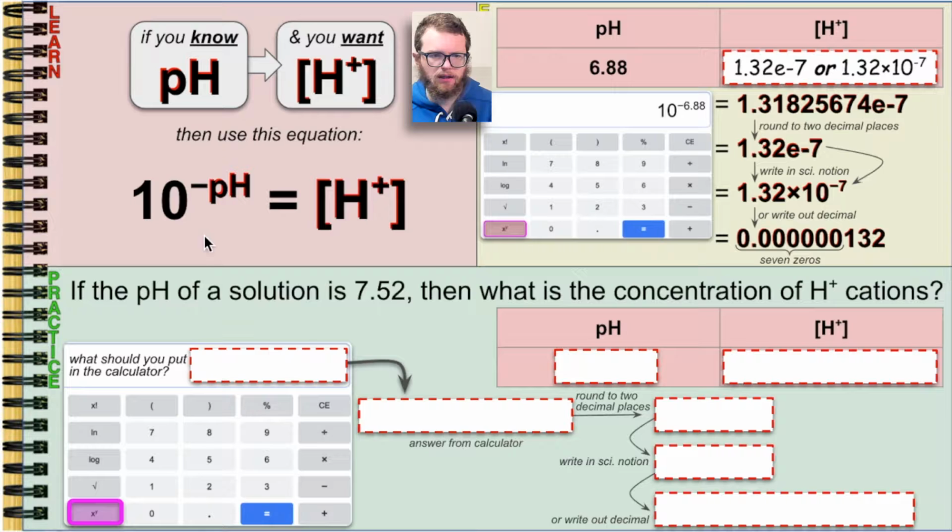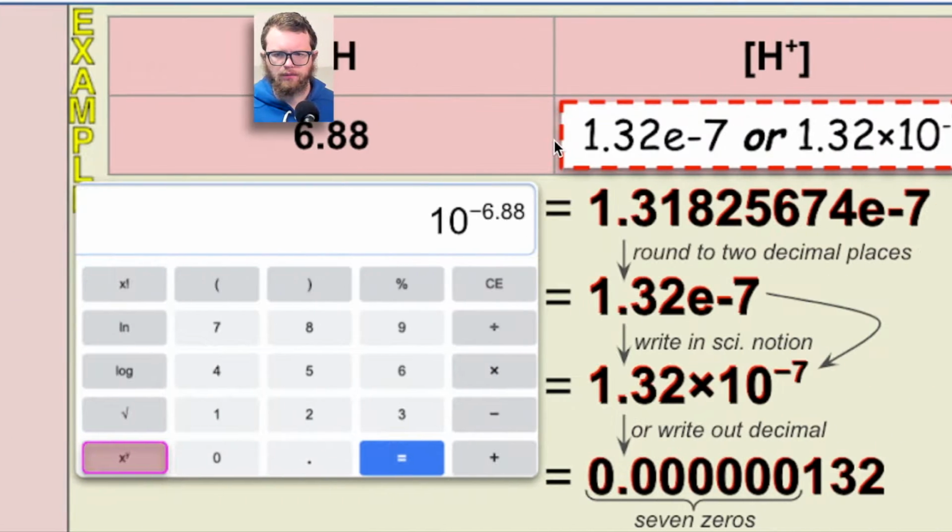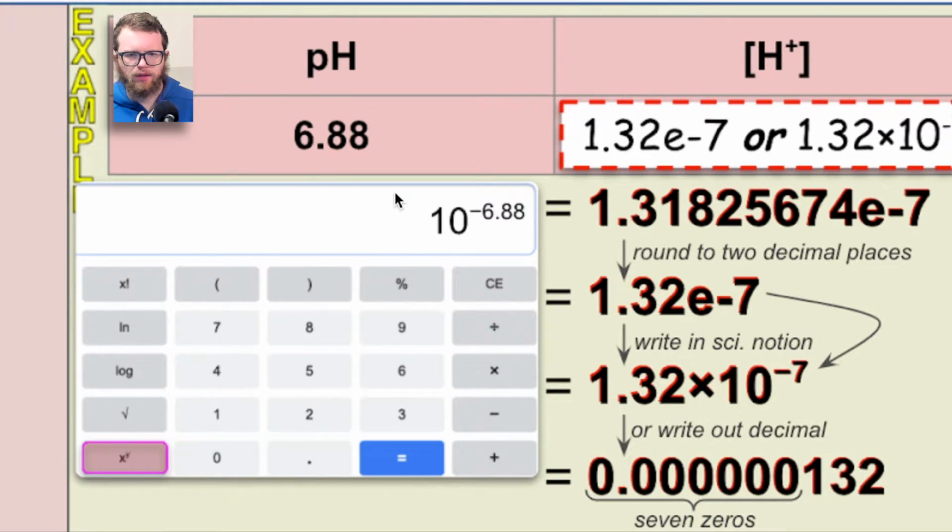So our equation would be 10 to the negative exponent of pH equals the concentration of H plus. So we put in 10 to the negative whatever our pH value was equals that concentration. So let's zoom into the example here. So we want it to read 10 to the negative 6.88 because 6.88 is our pH. So we type 10 and then we use this key, x to the y, to get to our exponent, negative 6.88. We hit equals.